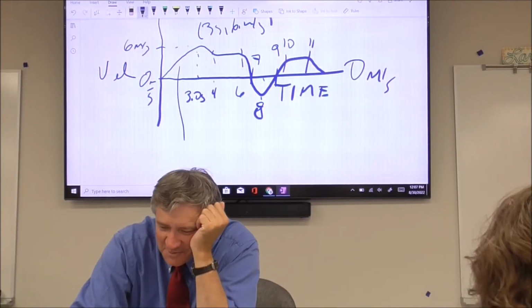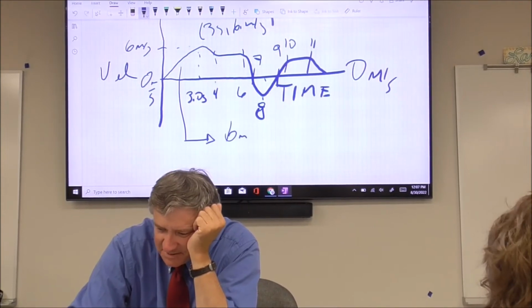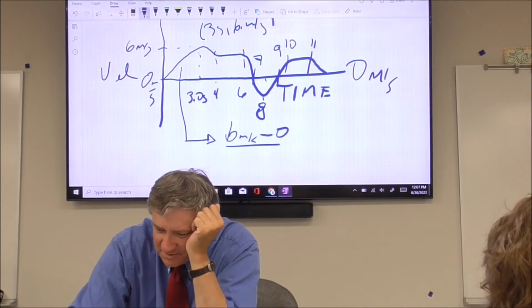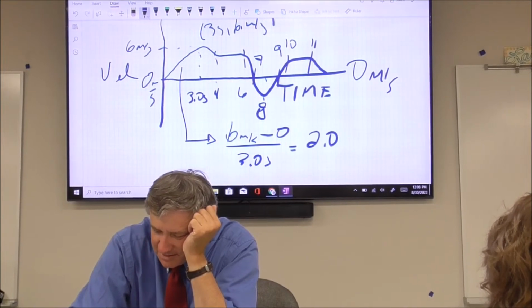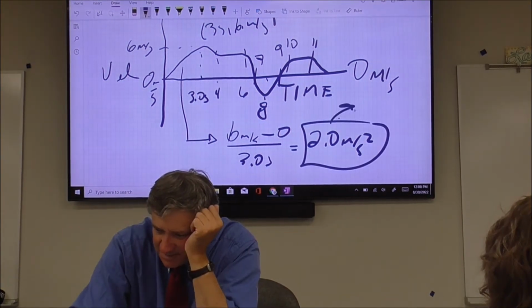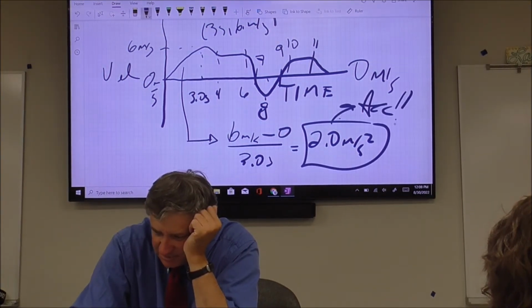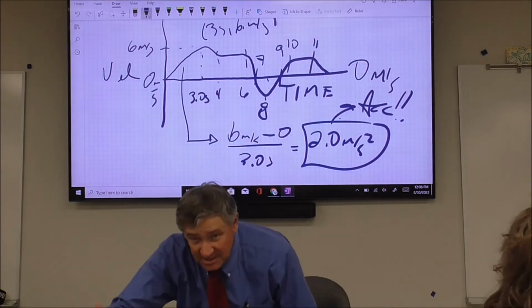So with this one, you're going to take 6 meters per second minus 0 divided by 3 seconds. And Maggie goes, that's 2 meters per second squared. And that is my acceleration. Okay? So, what does the slope of a velocity time graph give you?